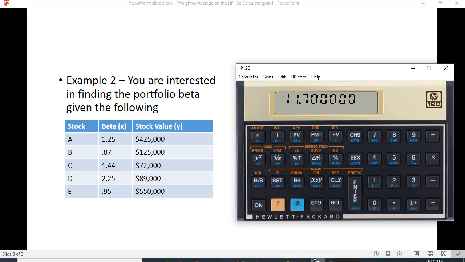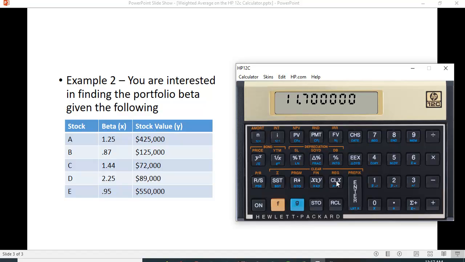All right, suppose we want to calculate the portfolio beta. So we have this portfolio, it has five stocks in it, A through E. We know the beta for each stock, and we know the value of each stock in the portfolio. Now, how would we normally compute this? What we do is we calculate a weighted average. So we take 425,000 and add it to 125,000, et cetera, get the total value of the portfolio, and the percentage of the portfolio made up of stock A would be 425,000 divided by the total. The second stock B would be 125,000 divided by the total value of the portfolio.